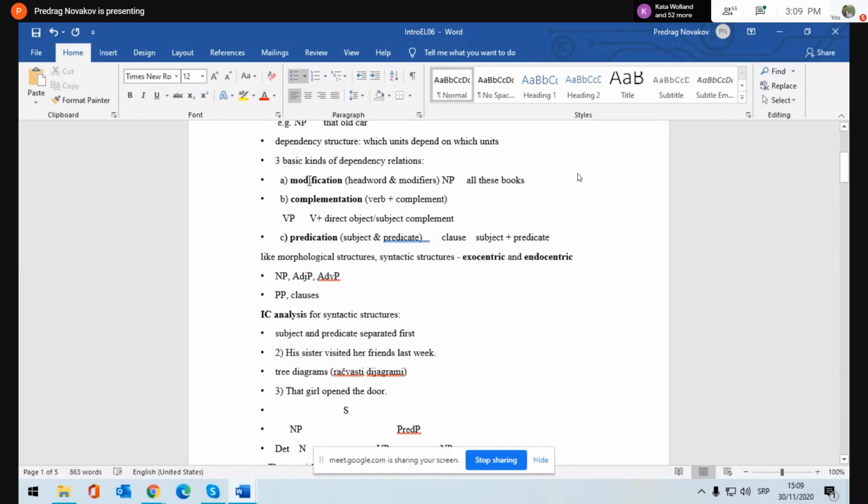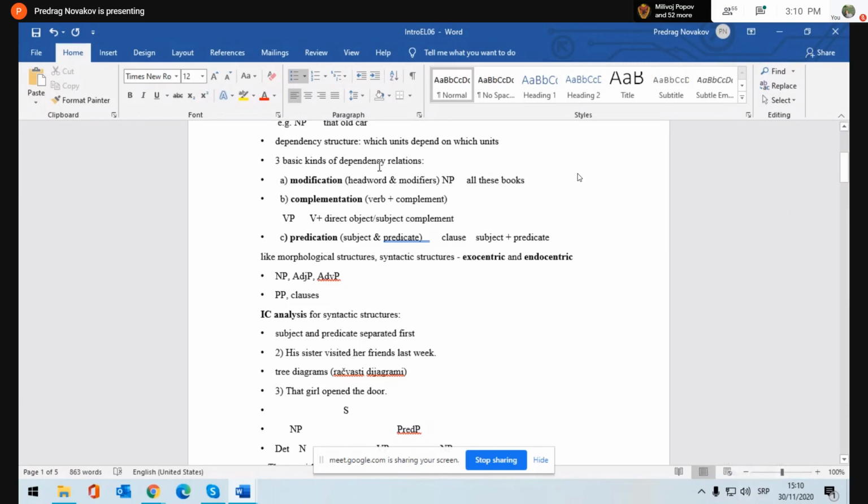Then the second relation of dependency is complementation, related to verbs. Verbs have their complements. Complement in the sense of something added to the verb, dodatak, okay? So if you have a verb phrase, you have a verb and a direct object or subject complement. This is the relation of complementation. For example, "he read a book," verb read, and a book as the direct object. You add something to the verb, okay? If it is not clear, you can always ask a question, okay? We're going to give an example with the subject complement a couple of minutes later, okay?